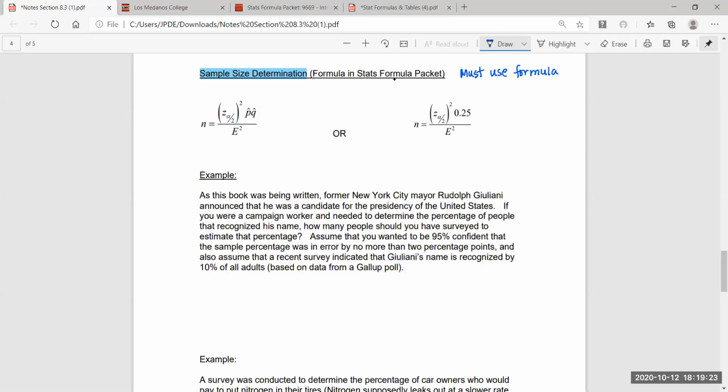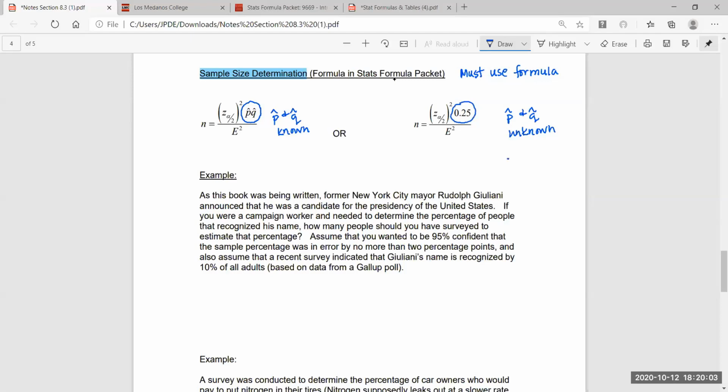So when you look at the formulas, this first formula is when P hat and Q hat are known or given. And the second formula is when P hat and Q hat are unknown. So when you're talking about a proportion, you have two different formulas to choose from. The only difference, here's what I want you to see. See this part right here? When they give you P hat and Q hat, you're going to substitute them in here. When they don't give them to you, you're going to use 0.25.